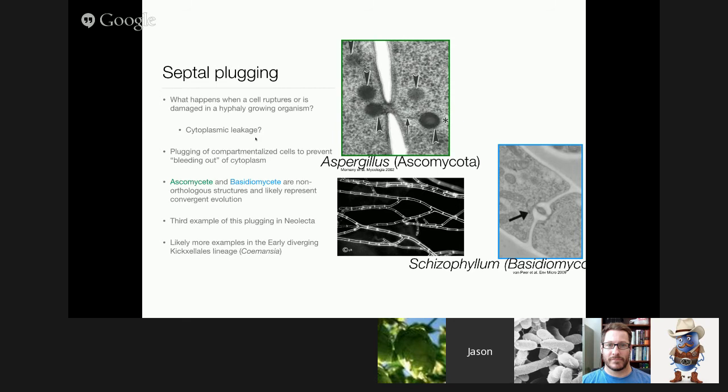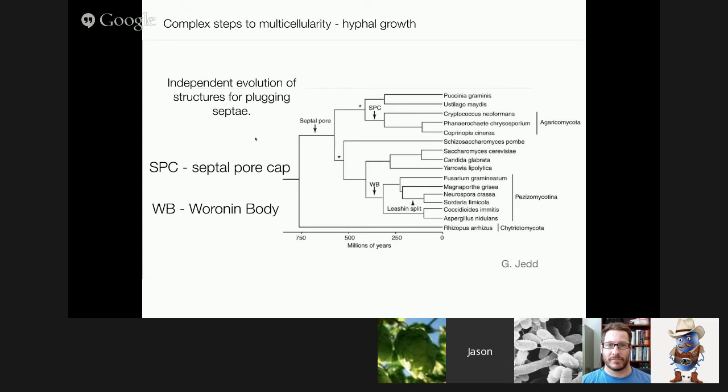There are examples of these septal pluggings in both the filamentous ascomycetes and the basidiomycetes, and that's shown here on the tree, where the SPC at the top is the septal pore cap, one of those kinds of pluggings found in one group of fungi. The WB at the bottom is the Woronin body, which is another kind of septal plugging. What we've learned by protein sequencing and purification of these proteins is that they're totally independent proteins. They're not homologous sequences, and they've independently evolved this ability to plug the holes.